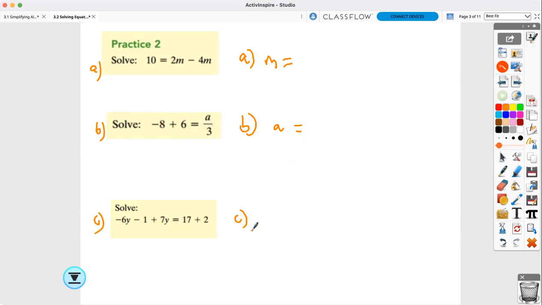When you have a number next to a letter, are they adding, subtracting, multiplying? Multiplying. And what's the opposite of multiplying, Justin? Division. So you divide by what? Not by 10, you want to get the M by itself, so you divide by the -2. Okay.